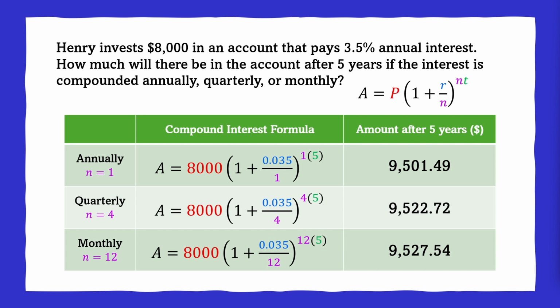$9,527.54. Notice that as the number of compounding periods increases, the total amount in the account also increases. That's because the more frequently interest is added, the sooner it starts earning even more interest.